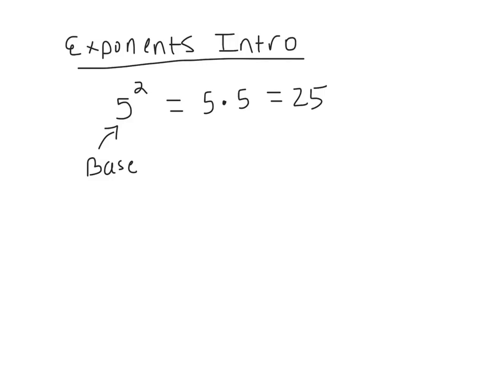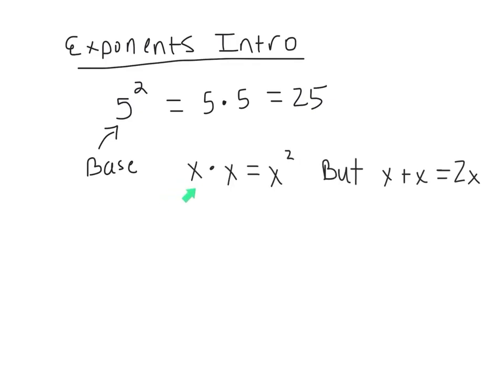This video begins our introduction to exponents, and first we are going to just review what that 5 to the second means. It means to multiply the 5 by itself the number of times in the exponent. So 5 times 5 is 25. The 5 is called the base.